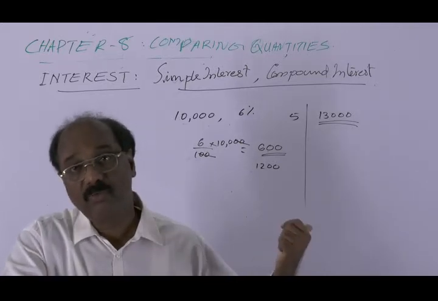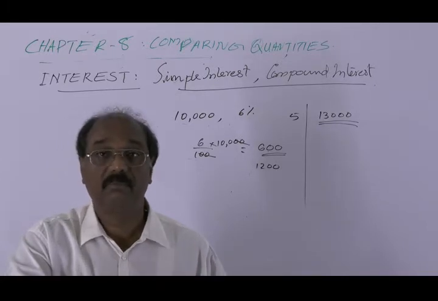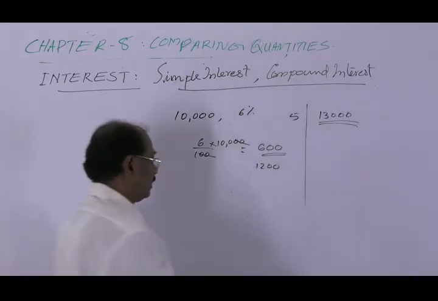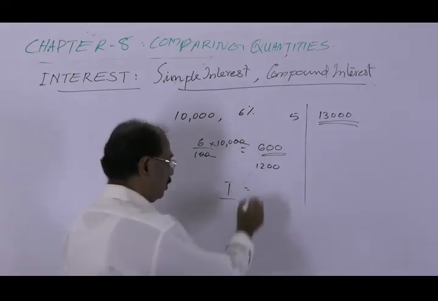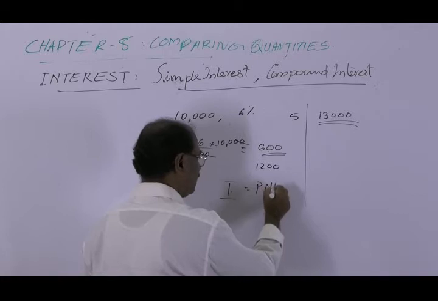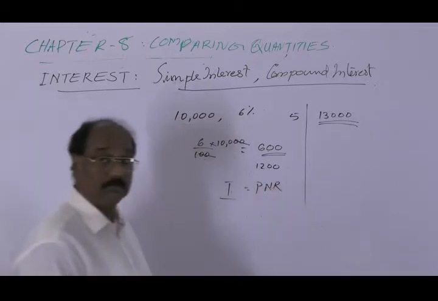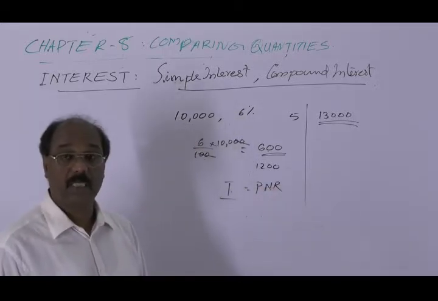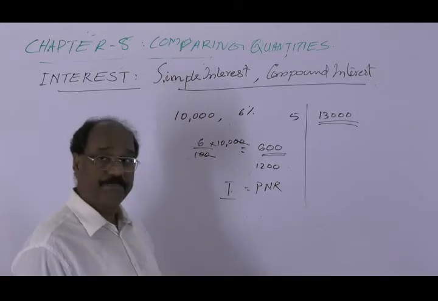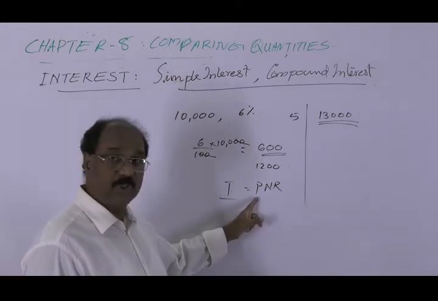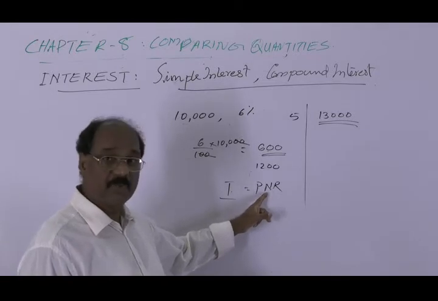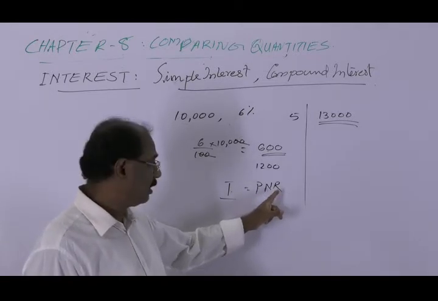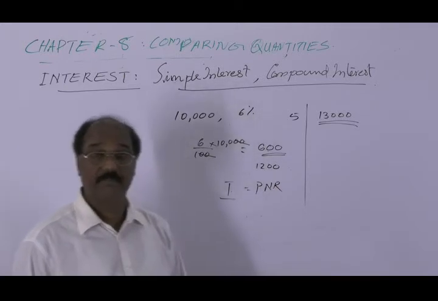And also we have a specific formula for this calculation, which is, for interest, the formula is I equal to PNR/100. I is interest, P is the principal amount, that is the amount deposited, N is the number of years, R is the interest rate.